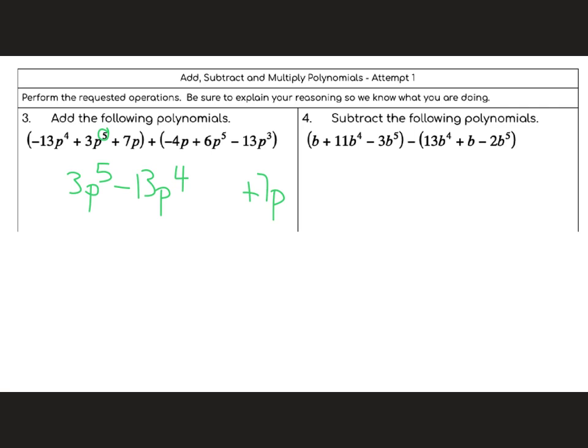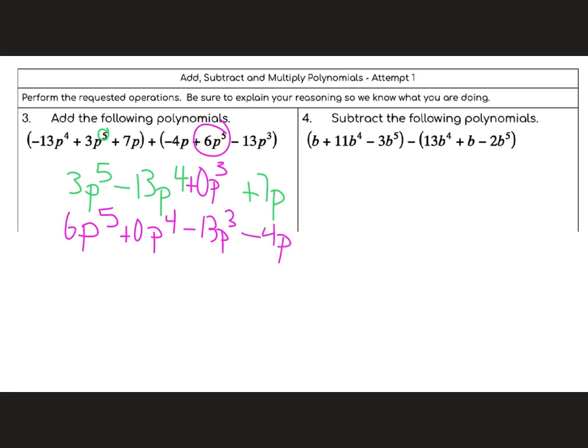So for the next one, I have a p to the 5th. So I'm going to put that underneath. I like lining things up. It makes me happy. I don't have any p to the 4th, so I'm going to put a 0p to the 4th. I do have a -13p cubed, so I'm going to put a 0p cubed up here. And then I have a -4p.